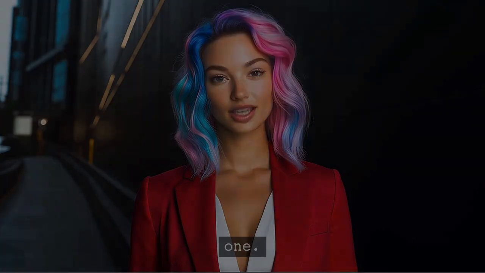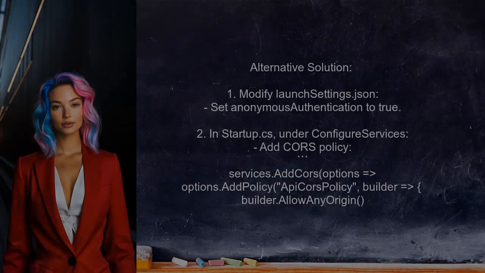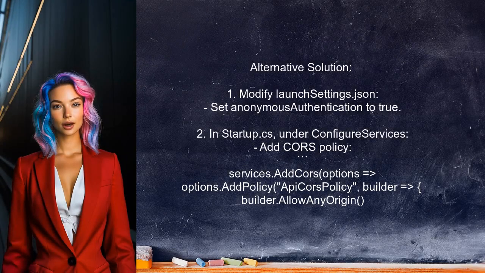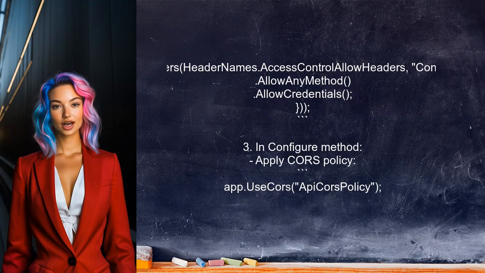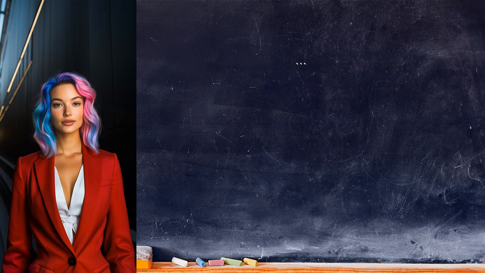Let's explore another one. An alternative approach to enable CORS in your ASP.NET Core Web API involves modifying the launchSettings.json file. Set anonymous authentication to true under iisSettings. Then, in startup.cs, before adding MVC services, define a CORS policy that allows any origin, specifies allowed headers, and permits any method. Finally, ensure to apply this CORS policy before the MVC middleware in the Configure method.